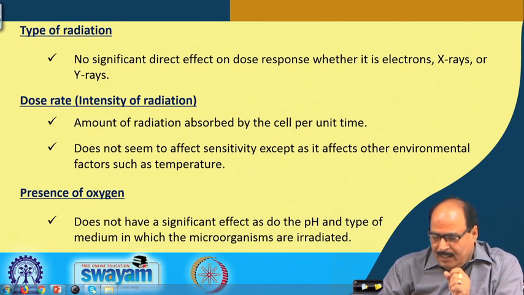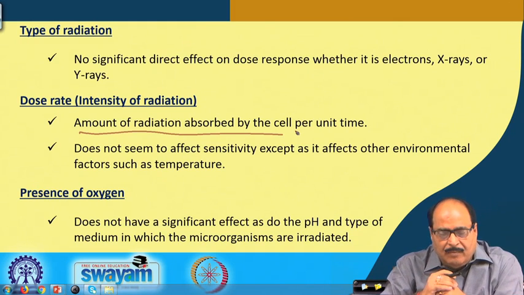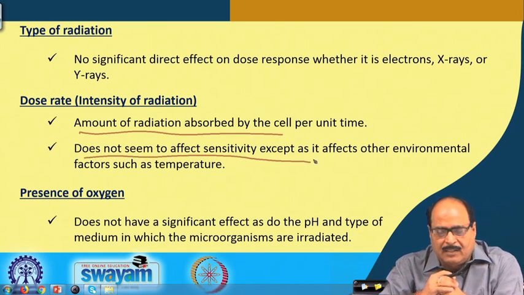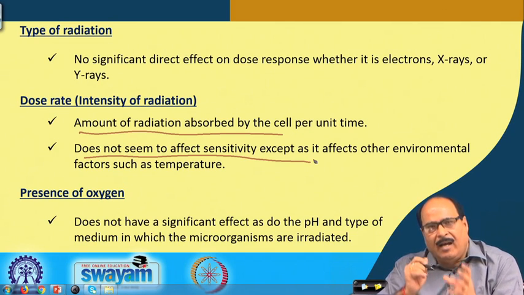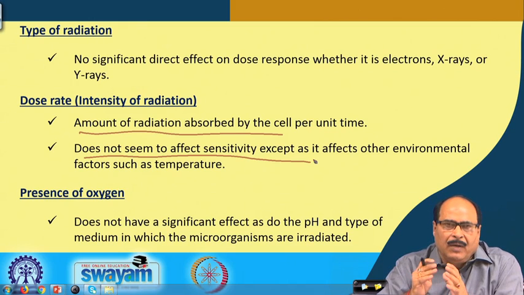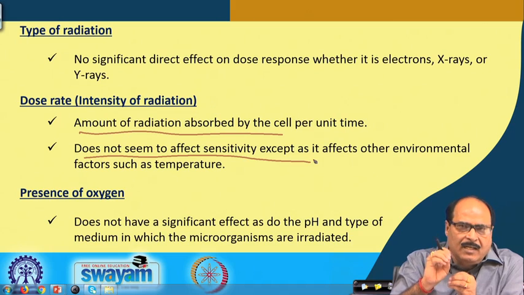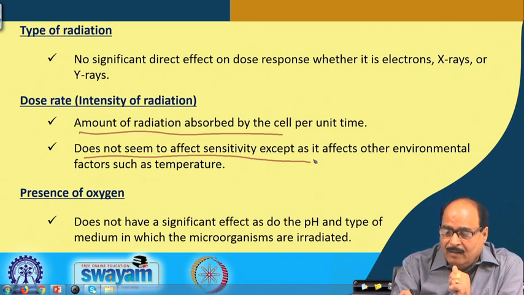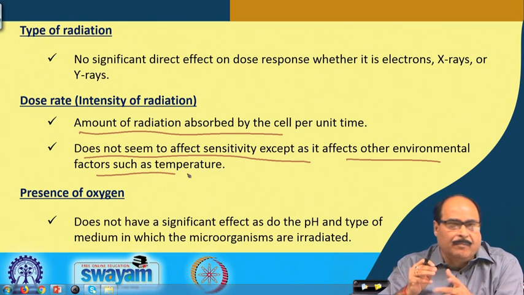Regarding dose rate, that is the intensity of the radiation, again the amount of radiation absorbed by the cell per unit time, it does not seem to affect the sensitivity. That is, the required amount of energy has to be given to the material for getting the desired output, whether it is given at a fast rate or at a slow rate. Of course, it might influence other environmental factors, like the increase in temperature during radiation.